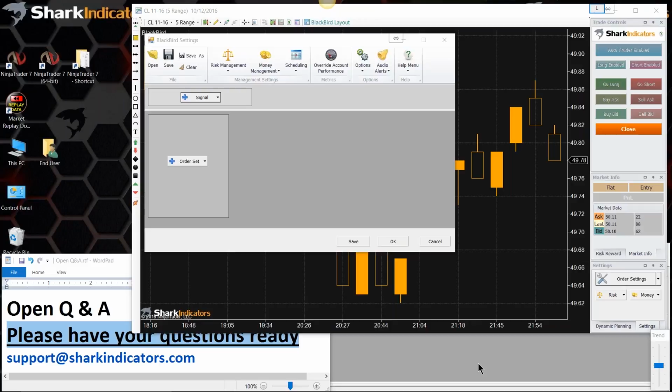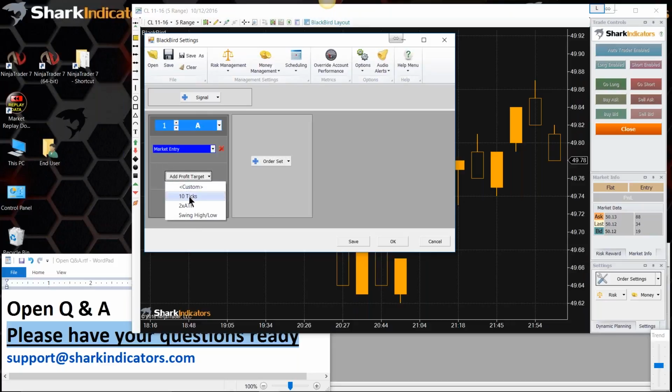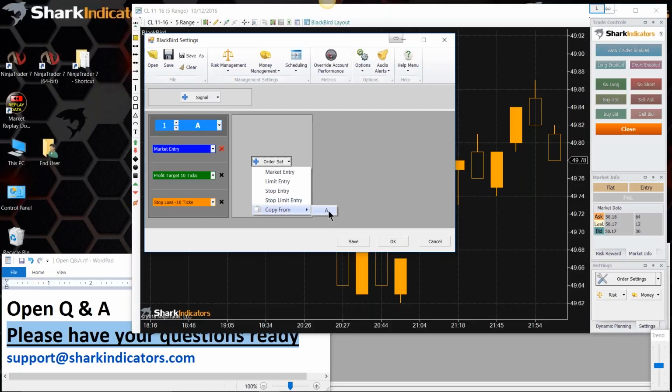And then you want to use BloodHound as an exit for trade 2. So yes, that would be possible. Let's cover that. Let's make up an OCO order set. Let's just set up a market order here, and we'll do a 10 tick profit, and I'll grab a stop loss, just to make something up. So this would be order set 1, and then we'll create an order set 2.